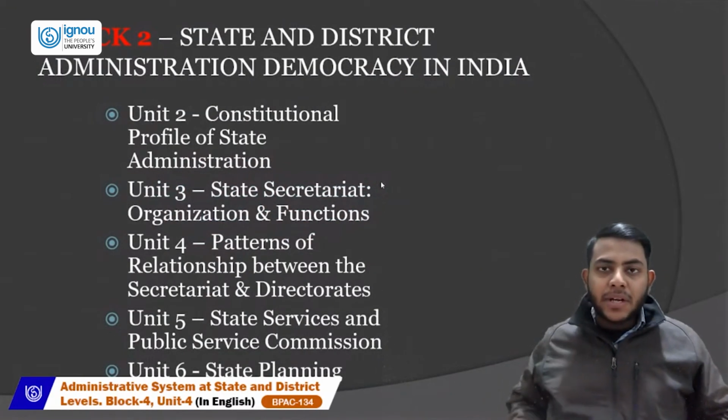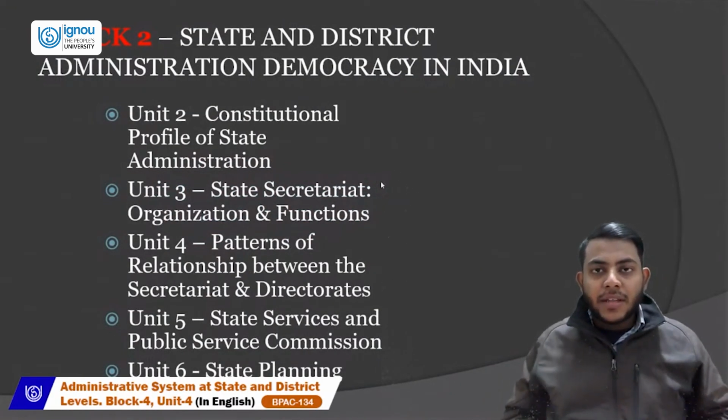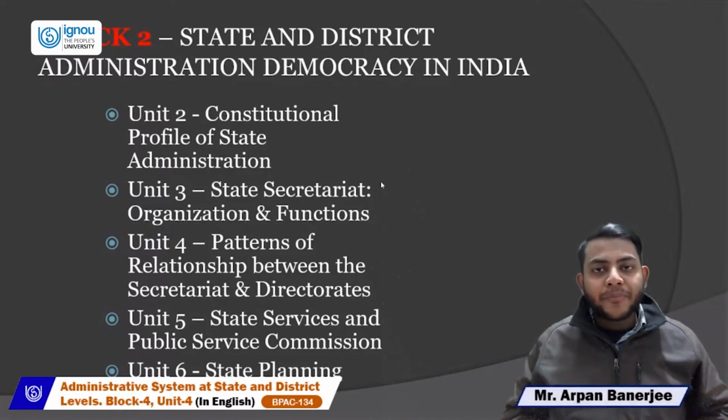So far in this paper, we have discussed the first unit that dealt with the evolution of administration in India at the state and district level, and as part of that, we discussed the evolution of administration in ancient India, that is under the Mauryan Empire, the Gupta Empire, and then afterwards we had discussed the evolution of administration in India during the medieval period, and as part of that we had discussed the evolution of administration at the state and district levels during the Mughal Empire's rule.